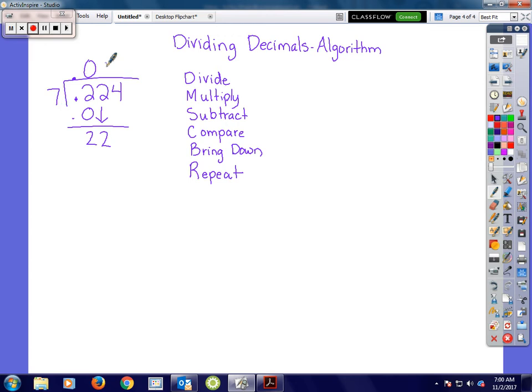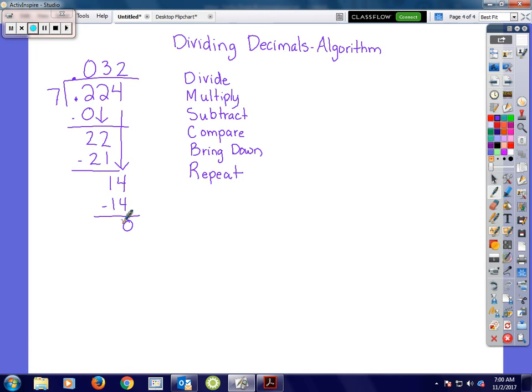Now, 7 goes into 22 3 times. 7 times 3 is 21. Subtract 1. Bring down your 4. 7 goes into 14 2 times. 7 times 2 is 14. Subtract 0 left over. There's my answer. 32 thousandths is the answer.